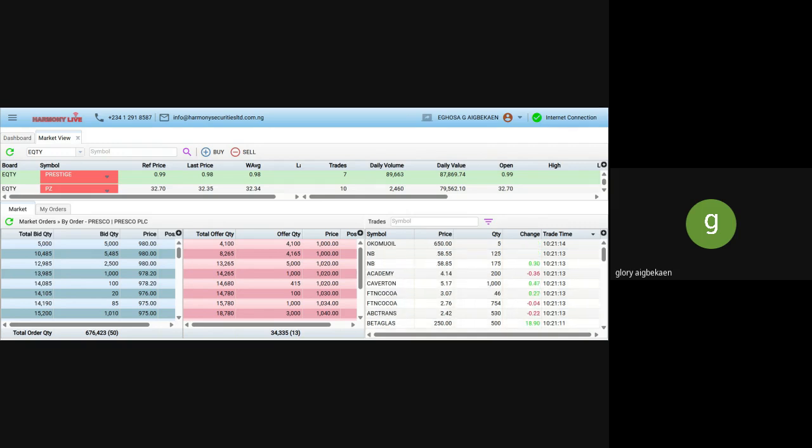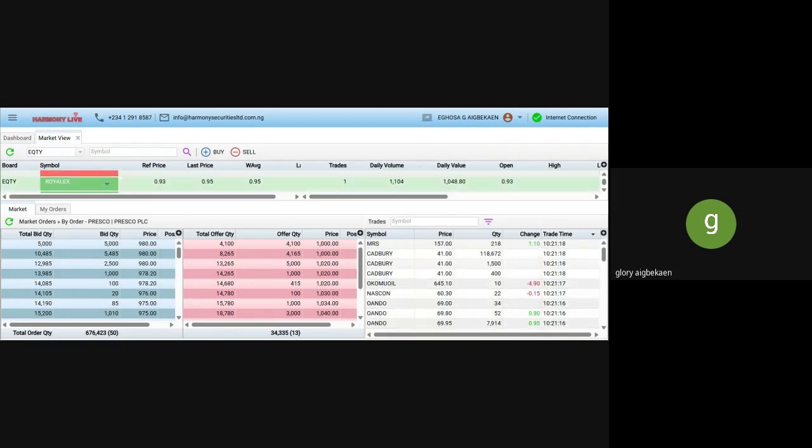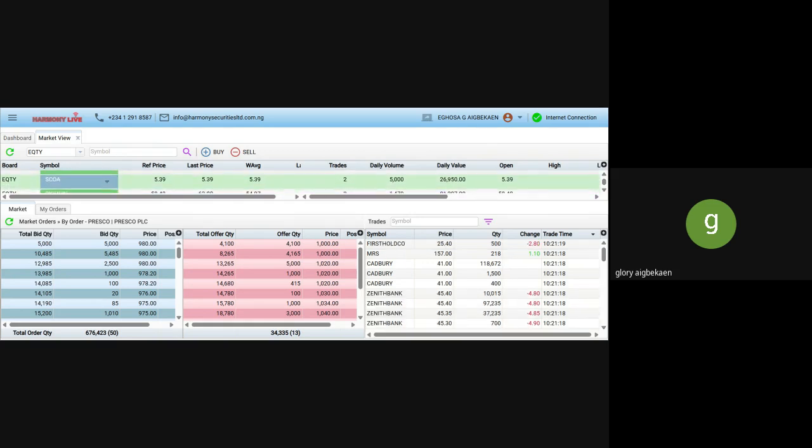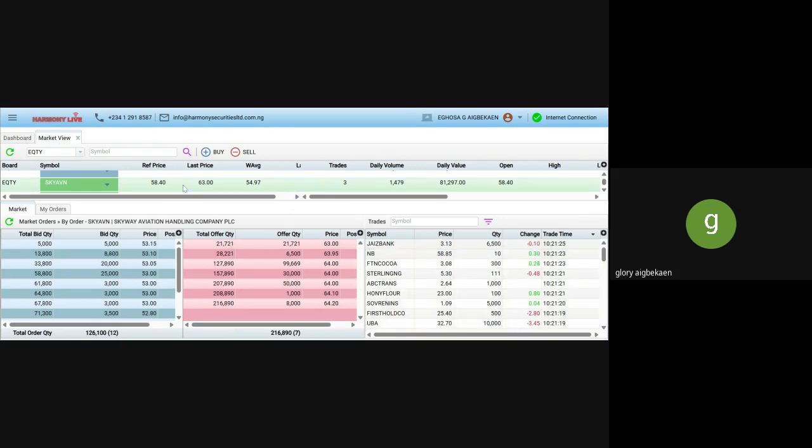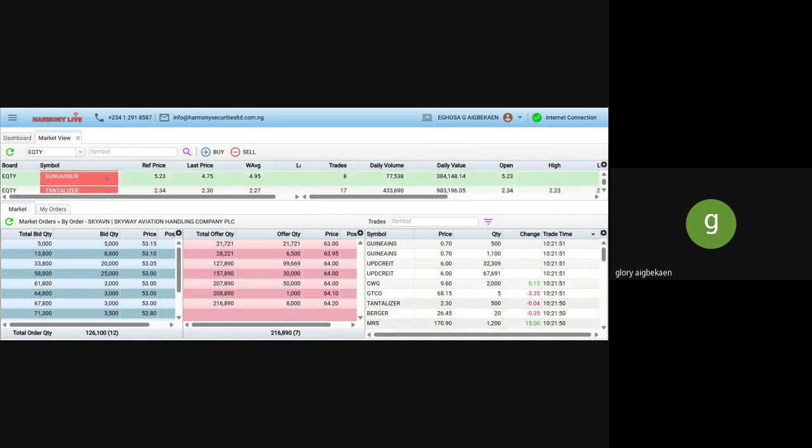So guys, I've been following this Sky Aviation for some time, and they are poised for great things. So let me look at the table this morning. 126,001 units bidded, and offer is 216 units. So we'll see how that pans out.